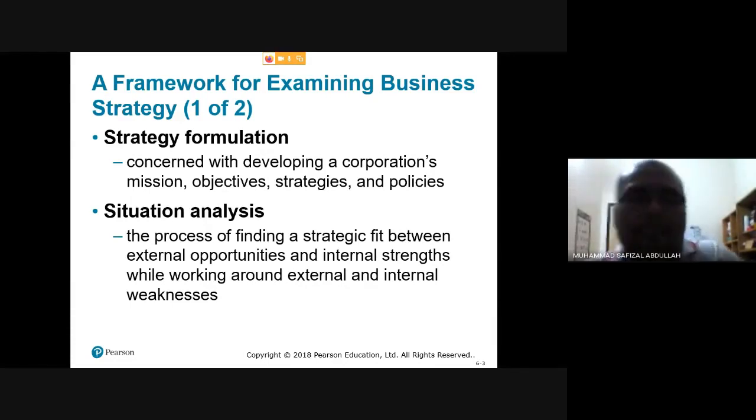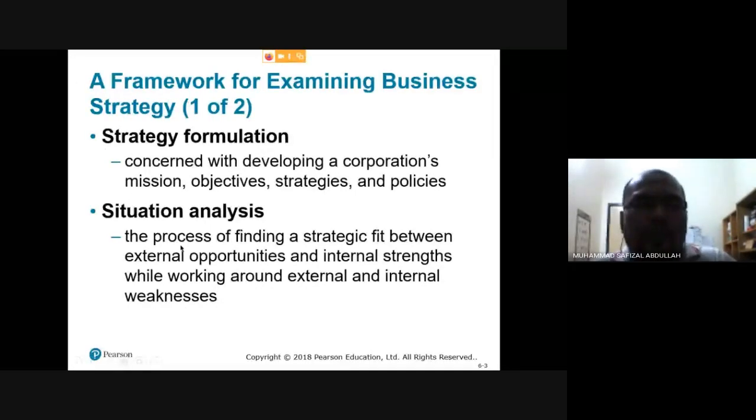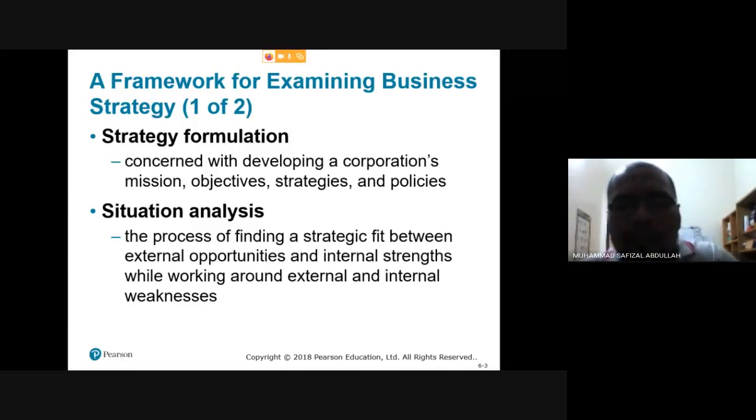All right. So in doing strategy formulation, a firm must do a situation analysis. Situation analysis is the process of finding a strategic fit between external opportunities and internal strengths, while working around external and internal weaknesses. What does it mean? Before we formulate a strategy, it is very, very important for us to do a situation analysis. Okay, class, what is a situation analysis?